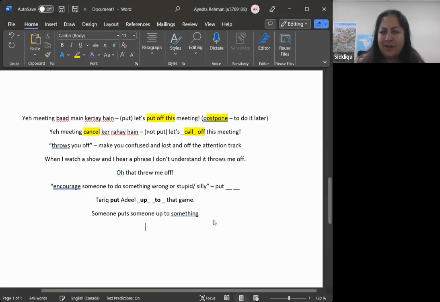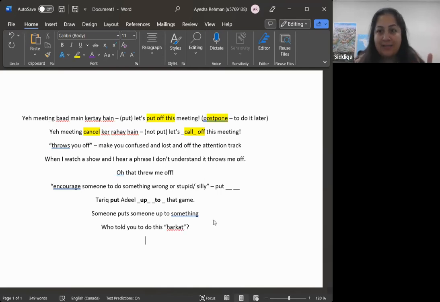And if you want to ask, like, who told you to do this? Kisne kaha ki ye harkat karo? With the same phrasal verb, how would we say this? Who asked you to put up to that or something? You're close, but you don't want to ask. So who? With the verb? Told you.